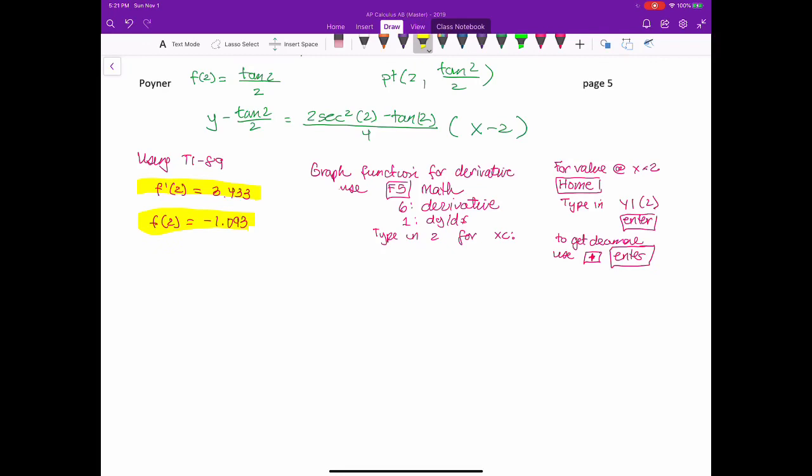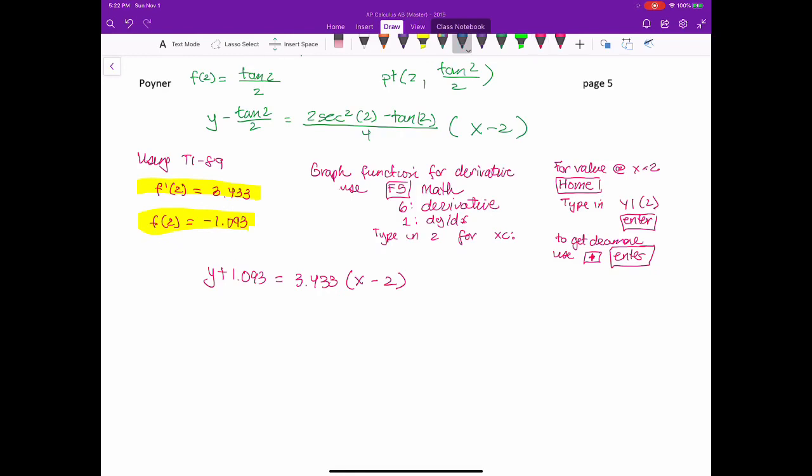And then you go into, okay, the equation of my line would then be y minus a negative 1.093. So it becomes plus 1.093 is equal to 3.433 x minus 2. And that would be the equation of the tangent line. You wouldn't have to do anything else.